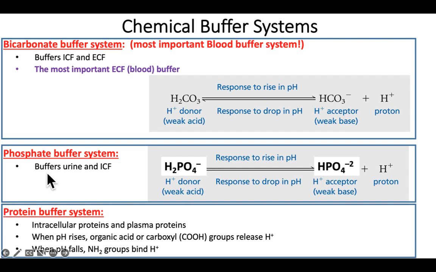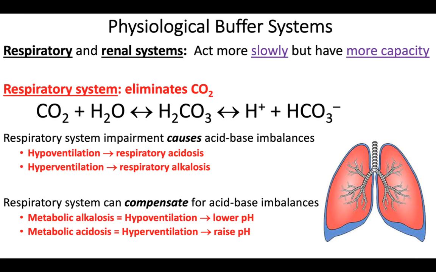And then we also have proteins that can function as buffers. Proteins can release protons from their carboxyl group, or they can bind protons using their amino group. Every protein has carboxyl groups and amino groups. So those are what we call chemical buffers. We also have what's known as the physiological buffer systems. So these are organs that can help maintain pH. And the two organs include your respiratory system, your lungs, and your kidneys, or your renal system.